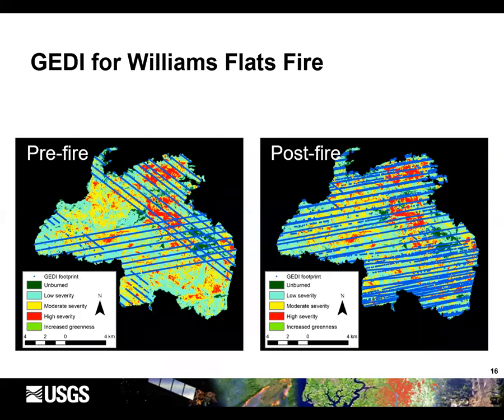On a different tack, we have also taken a quick look at pre- and post-fire GEDI data to see if there are differences in vegetation structure characteristics. Here we show data from the Williams Flats fire, which burned in August of 2019 in Washington. On the left, you see the classified burn severity map with the location of the pre-fire GEDI footprints, and the map on the right overlays the post-fire GEDI tracks.